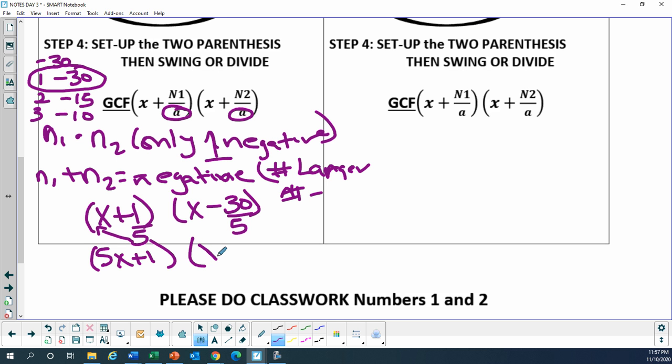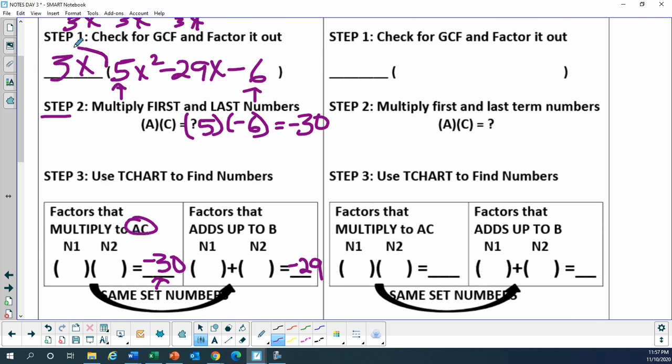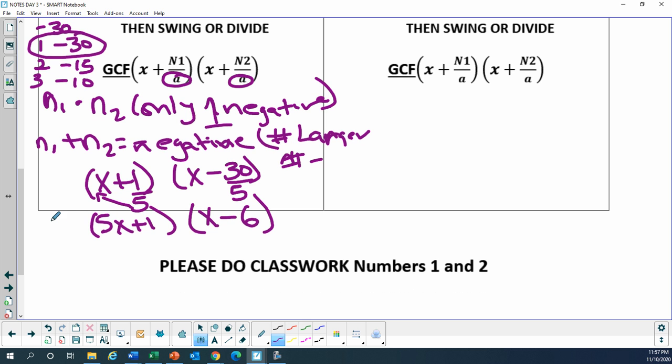For the next one, x negative 30 divided by 5 is going to give you negative 6. So remember, we have a GCF that we took out, which is 3x, right? So in your final answer, I don't know if I did it earlier, 3x comes here. So my final answer would be 3x in parentheses, 5x plus 1, close parentheses, and then x minus 6 inside of parentheses.